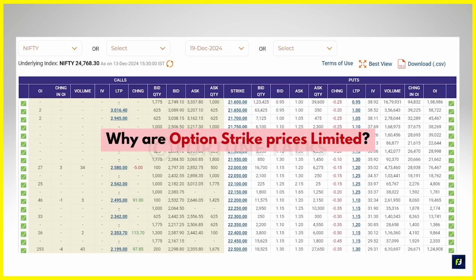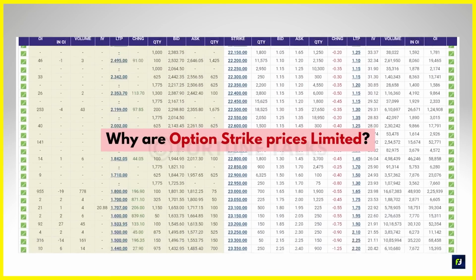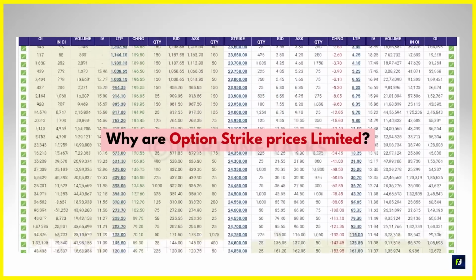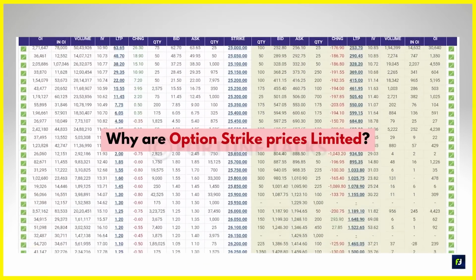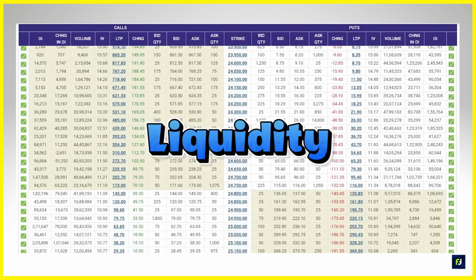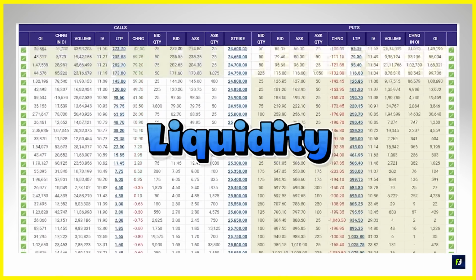Have you ever wondered why strike prices in an option chain are limited? Why can't the strike prices go to zero or till infinity? Some of you might say it's because of space constraints, and you're right to some extent. But it is not the correct explanation. The real reason is liquidity. Beyond a certain strike price, the liquidity ceases to exist.